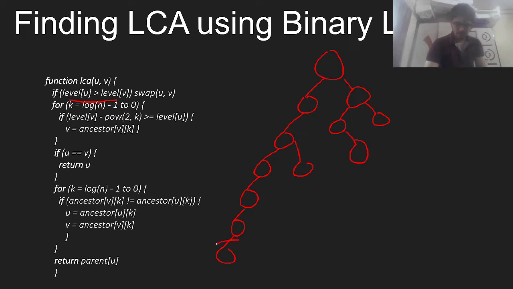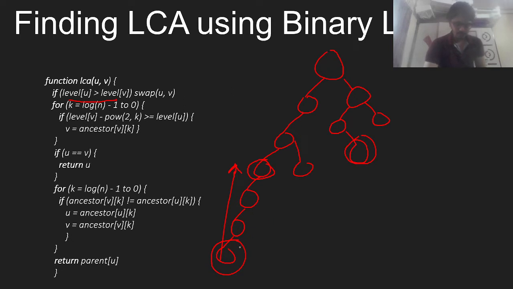Okay, so let's say I want to find the LCA of this node and this node. We know what the brute force method is, right? We will first move this node up to this level, so it will be here, and then we will keep on moving each node until we find the common node. We know this process, right?